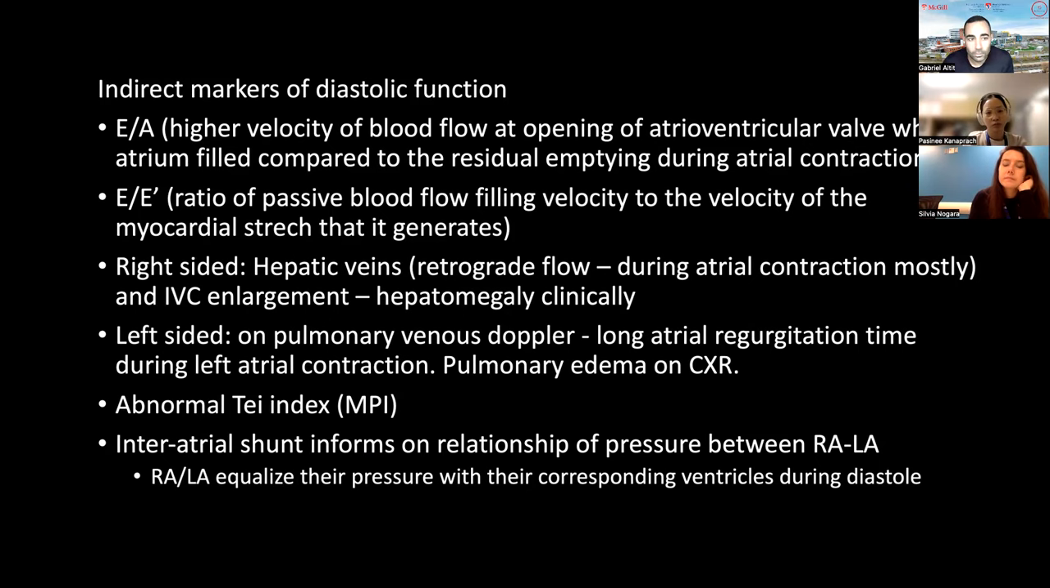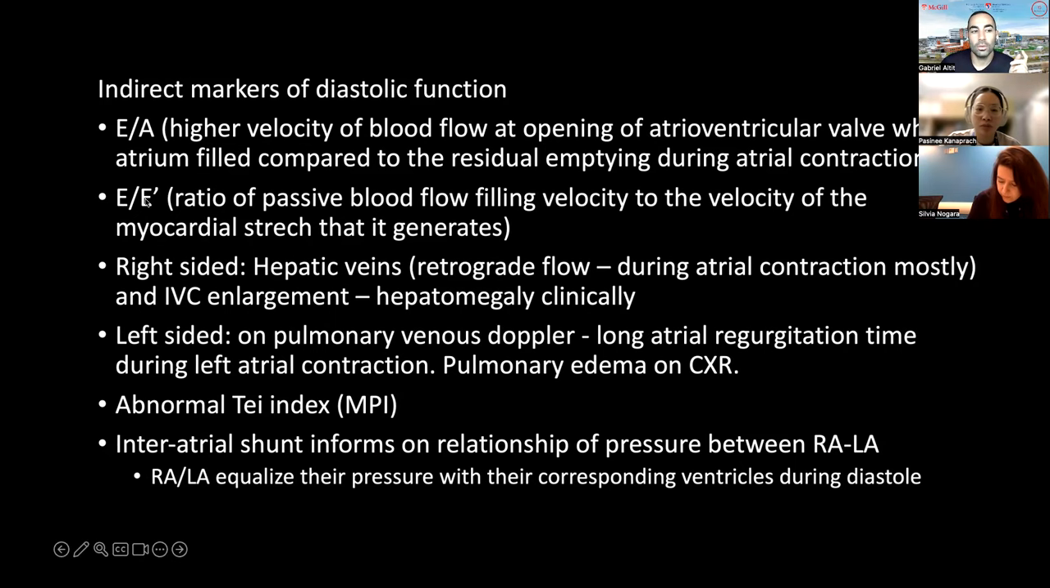Does that make sense? The E on E prime is the ratio of how fast the blood flow is filling during the passive phase compared to how fast this ventricle is stretching during this passive phase. So if the ventricle is very stiff, when you try to fill it, the speed at which it's going to fill is going to be very slow because it's a passive filling. If the ventricle is very compliant, when it's starting to fill, it's going to be very fast because the ventricle is extremely compliant. It's easy to get filled. It's like a balloon that you can very easily open.